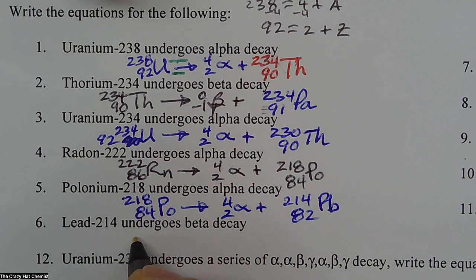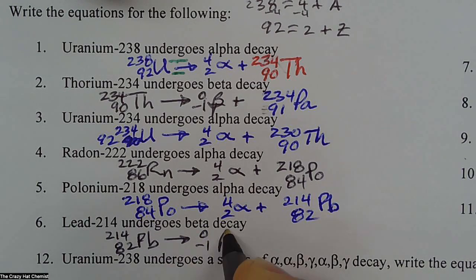Next one is lead-214. So we just found lead. That's Pb. That's 214, and that's element number 82. That undergoes beta decay. So that's 0, -1. That's the beta symbol plus AXZ. We're going to solve for the A. So 214 is equal to 0 plus A. Subtract 0 on both sides. I get 214. The mass does not change with the beta particle. And then 82 is equal to -1 plus Z. And so we're going to add 1 to both sides, and that will give us 83.